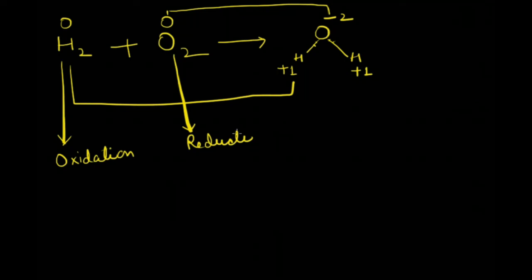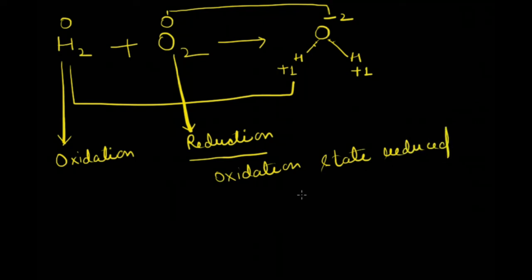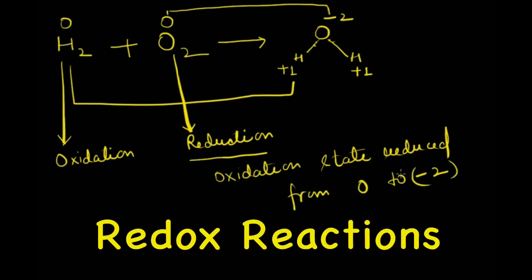So now you know what actually reduces in a reduction process. It is the oxidation state. So reduction is called reduction because the oxidation state reduces during reduction. And since oxidation and reduction always occur together, they are commonly called redox reactions.